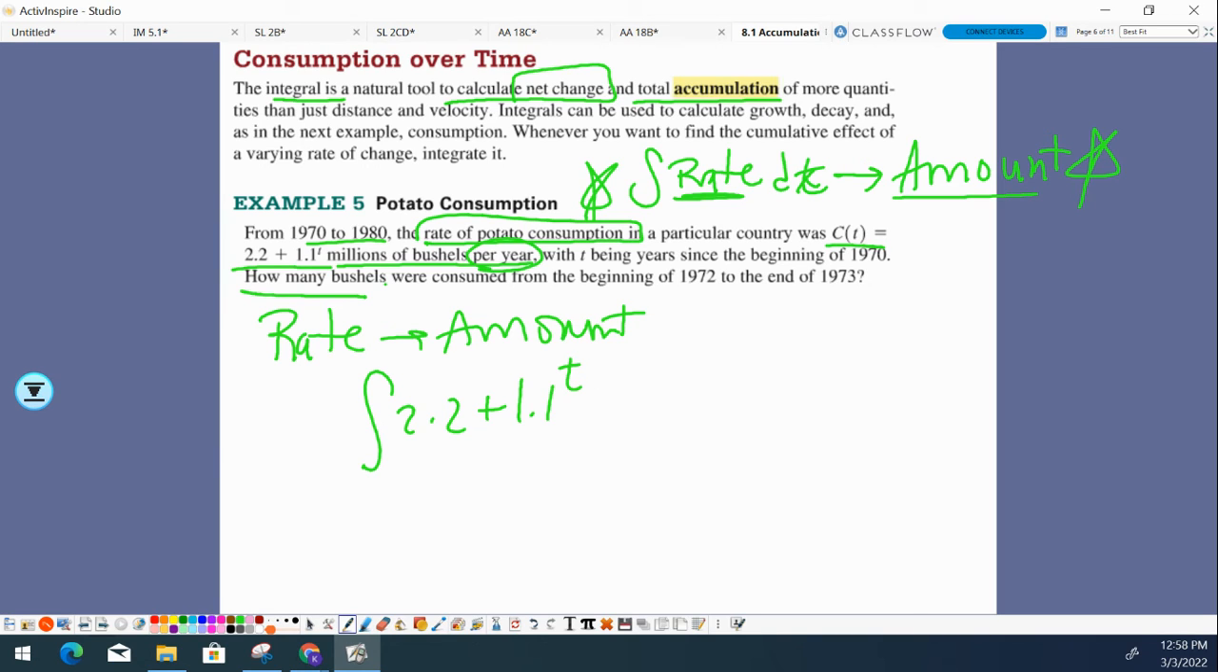Now let's think about this. This is the rate from 70 to 80. What would our numbers be if we're going from the beginning of 72? So from 1970, 1971, 1972, so that's the beginning of the second year, to the end of 73. So that's all of 72, all of 73. So 4 would take us to the beginning of 74 or the end of 73, okay?